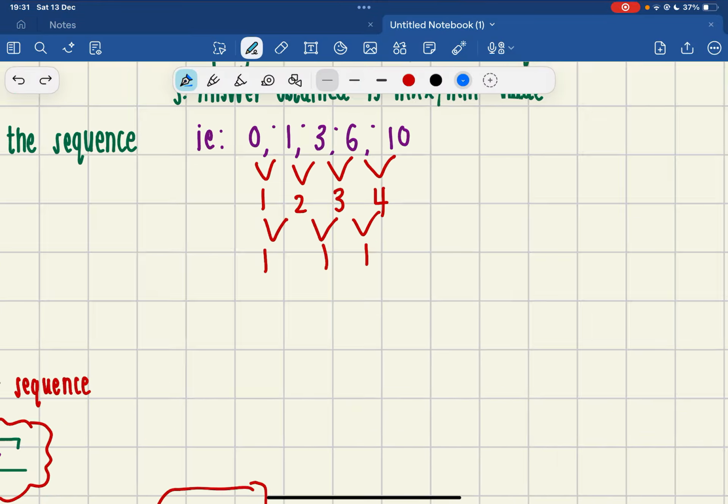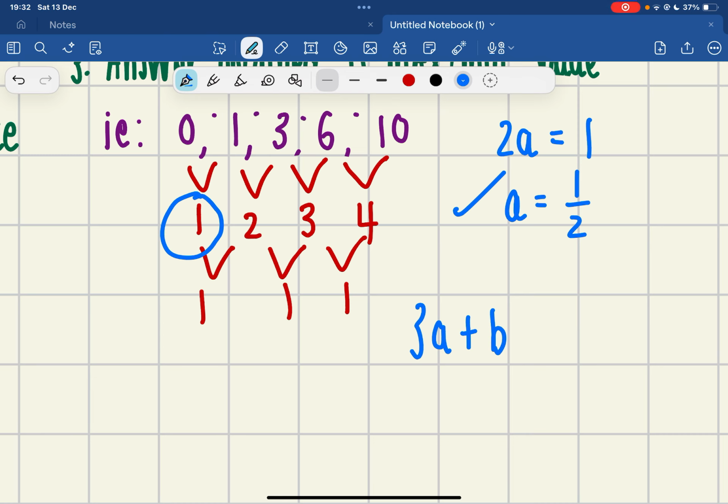Perfect. Then step 2, we say 3a plus b is equal to the first difference of the first 2 consecutive terms in the original sequence. So 3a plus b is equal to 1. We have a. 3 times a half plus b is equal to 1. So we would have 1.5 plus b is equal to 1. Therefore, b is equal to negative a half. So now we have b.